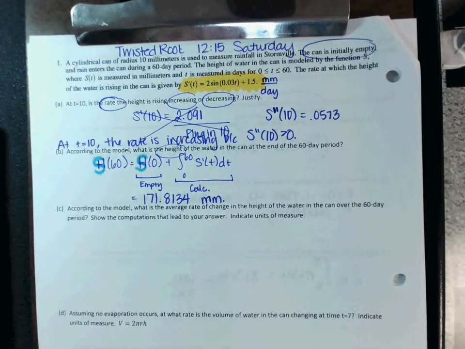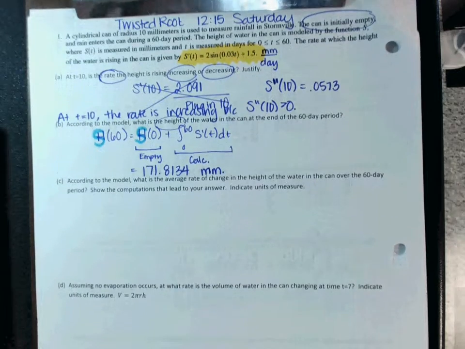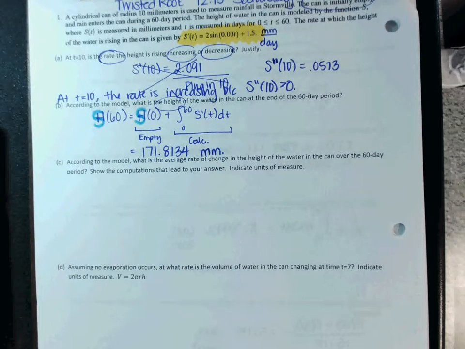Okay, part C is a little tricky. So you know it's an average rate of change. I want you to read it very carefully and see if you can set up the correct f of b minus f of a. It says, what is the average rate of change of the height of the water in the can over the 60 days? What is the average rate of change of the height?